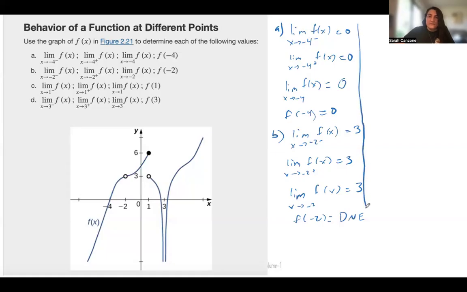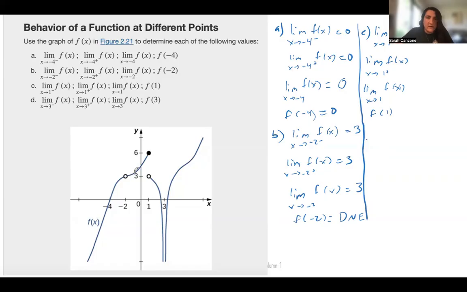All righty. What about C? This is looking at 1. So the limit as x approaches 1 from the left of f of x, the limit as x approaches 1 from the right of f of x. See if the limit at 1 exists, and then see if the point at 1 exists.